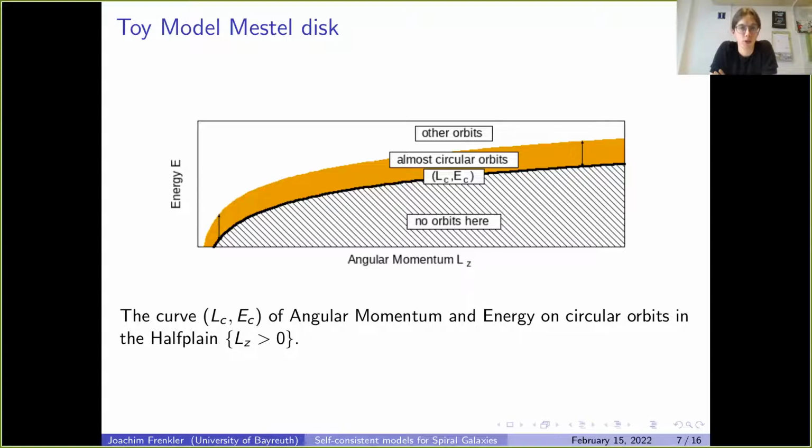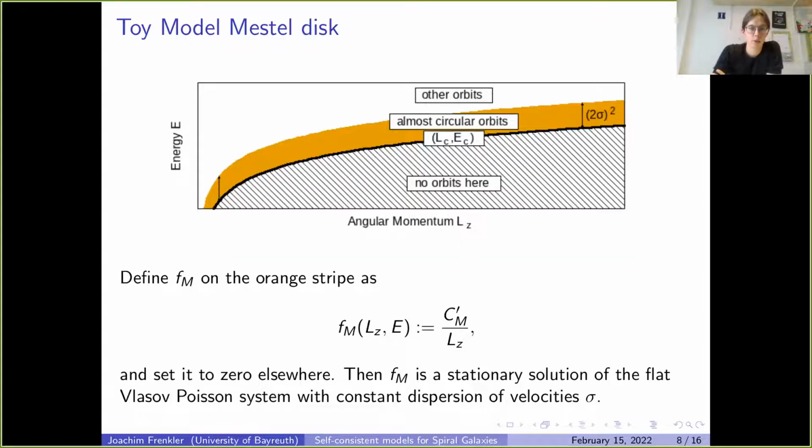And if you search for distribution functions, you can find quite a lot of them. And I've written down the simplest one. We can define the distribution function Fm on the orange stripe by a constant, Cn prime, divided by the angular momentum Lz, and we set it to 0 elsewhere. If we do so, we get a stationary solution of the flat Vlasov-Poisson system for the Mestel disk. And we see that the dispersion of velocity is independent of radius. So we have a constant dispersion of velocities at each radius.